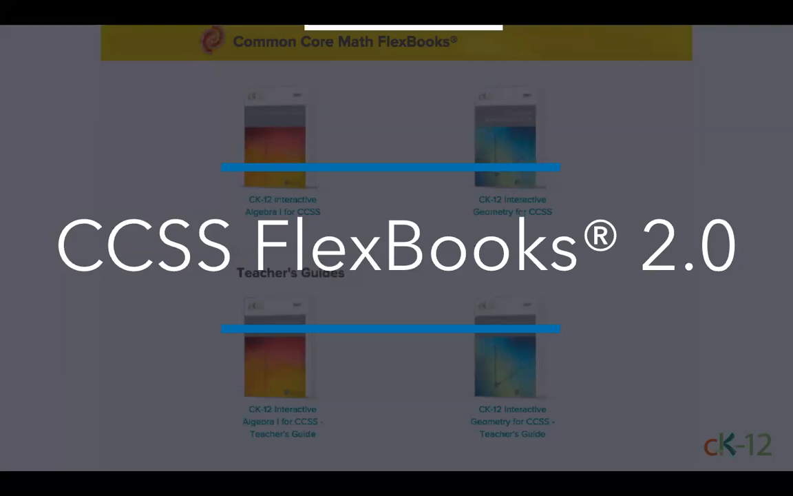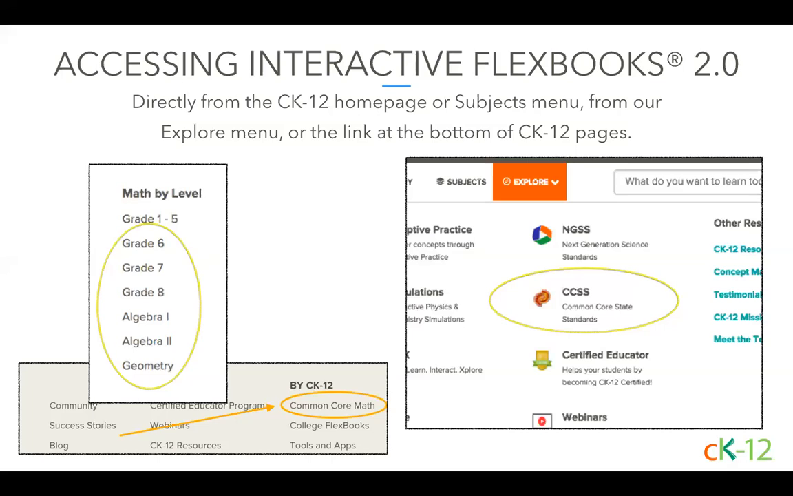Currently, you can access the published books in 3 different ways. You'll find these in our new FLEXBOOK 2.0 platform directly from the Explore menu by choosing Common Core Math and clicking on FLEXBOOKS. Also from the Subjects menu homepage, browse by choosing Math Level, or by scrolling to the bottom of the pages on CK12.org and choosing Common Core Math.